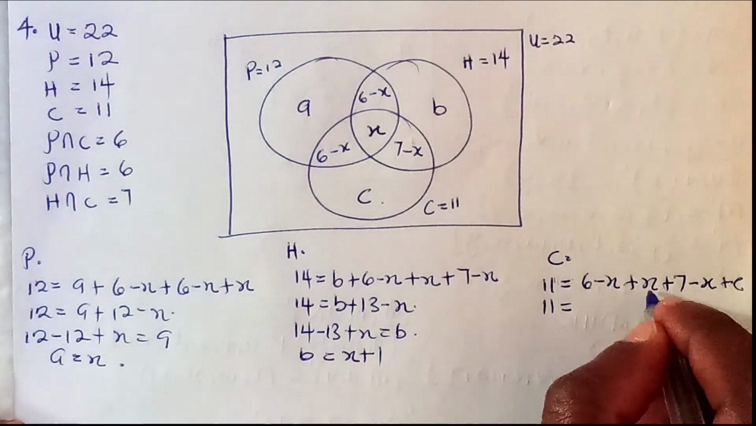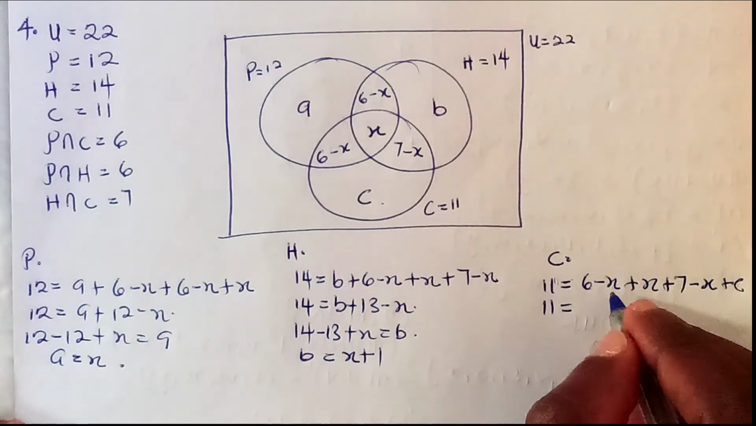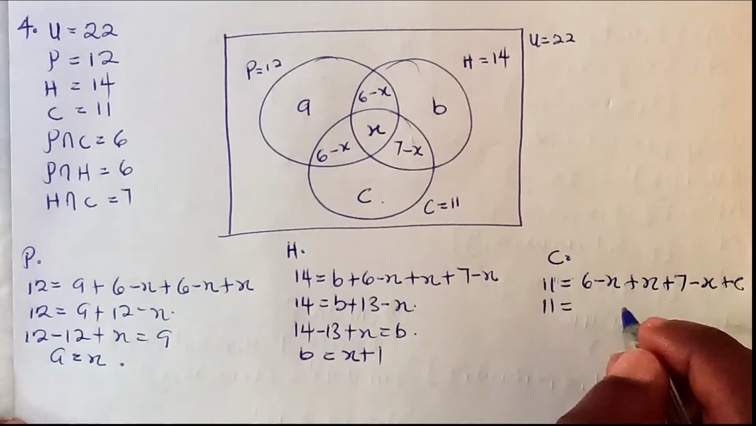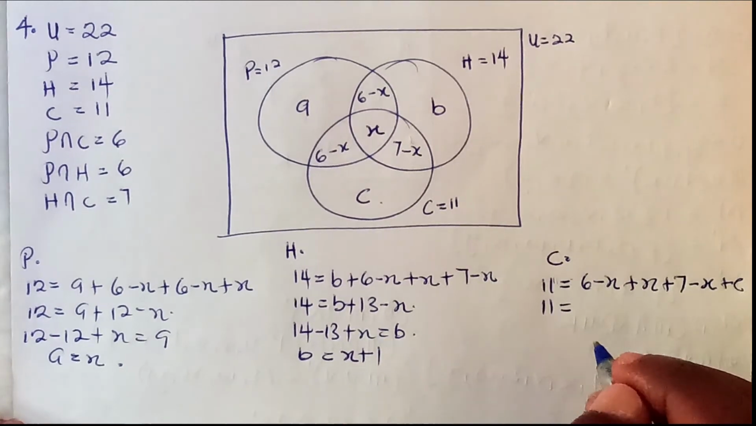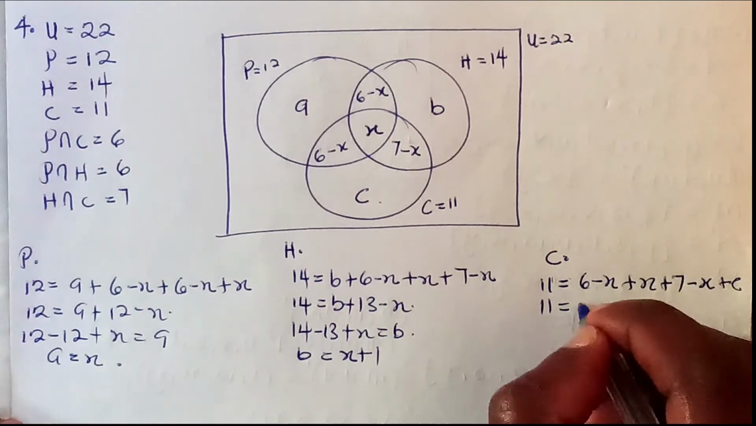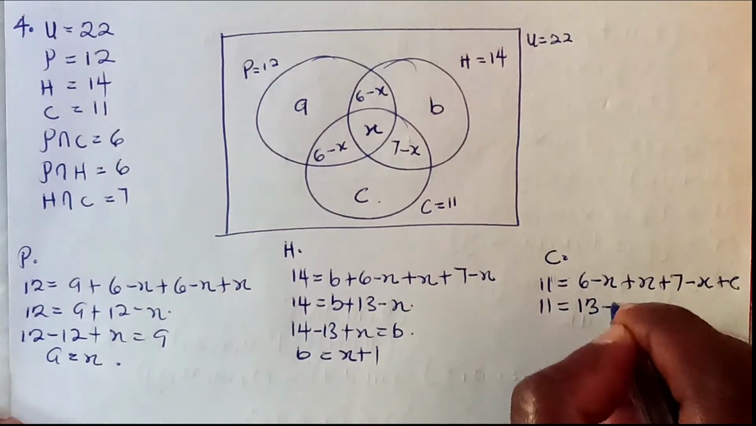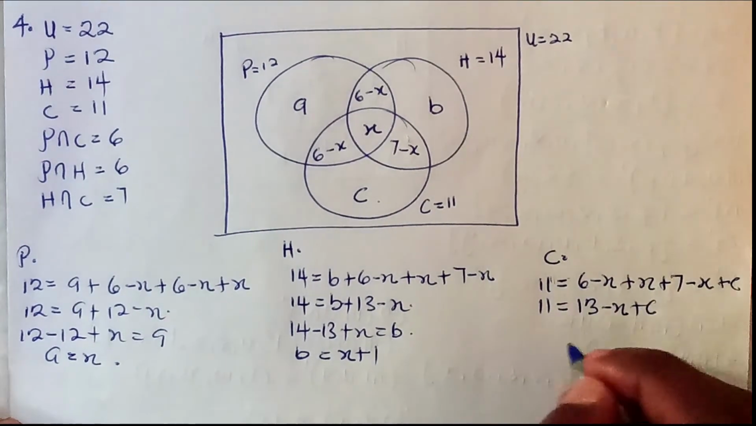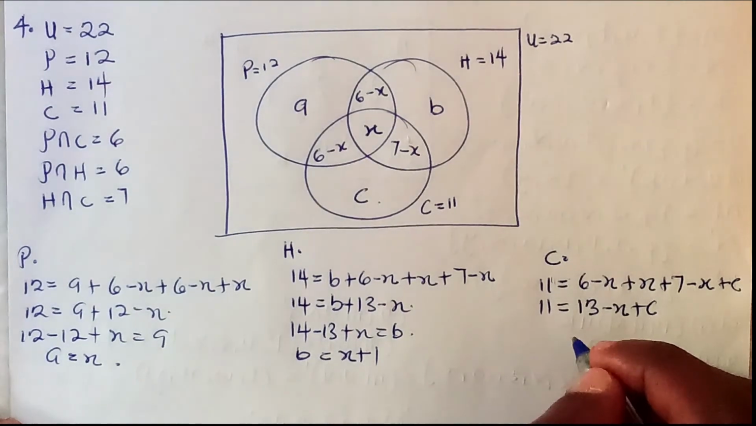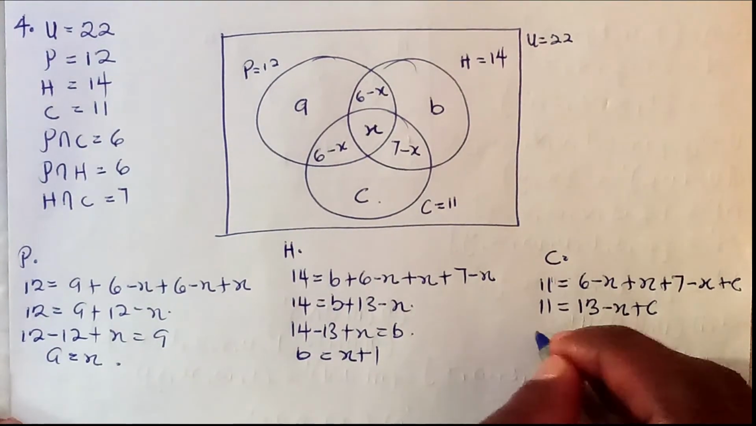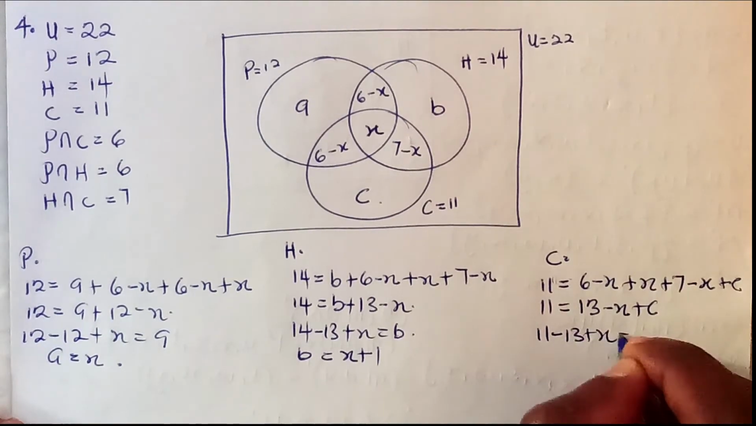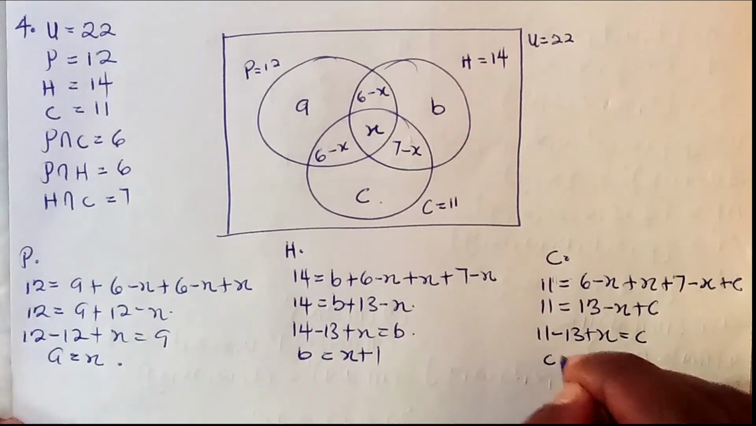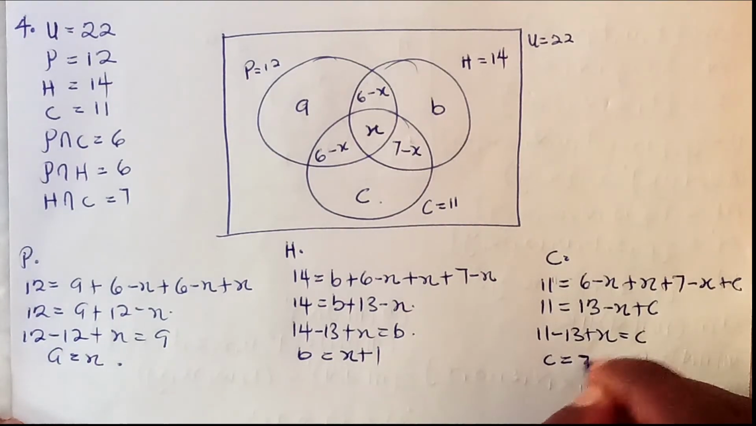11 equals, this X takes this X away, since negative plus positive gives you 0. Now the 6 plus the 7 also gives you 13. So we have 13 minus X plus C. Remove the X and the 13 and the minus X to the other side. So we have 11 minus 13 plus X equals C. We have C to be equal to minus X minus 2.